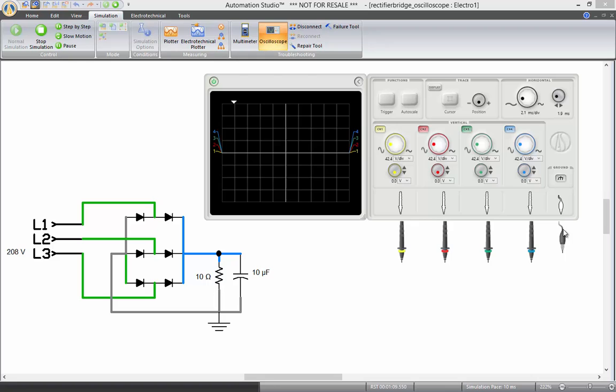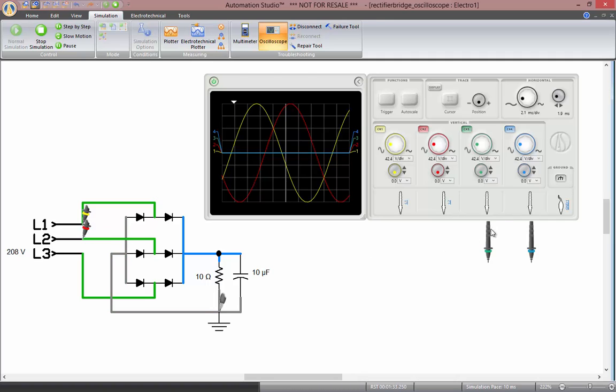So we can start by connecting our probes first to the ground. And now with my first probe, I will want to read my first phase. Now we see we've got a very nice sine signal. Then I can connect my second probe to the second phase, and my third one to my third phase. Now we have a perfectly standard three-phase source. And to see the rectified signal, I'll take my fourth probe and read the tension in the resistance.